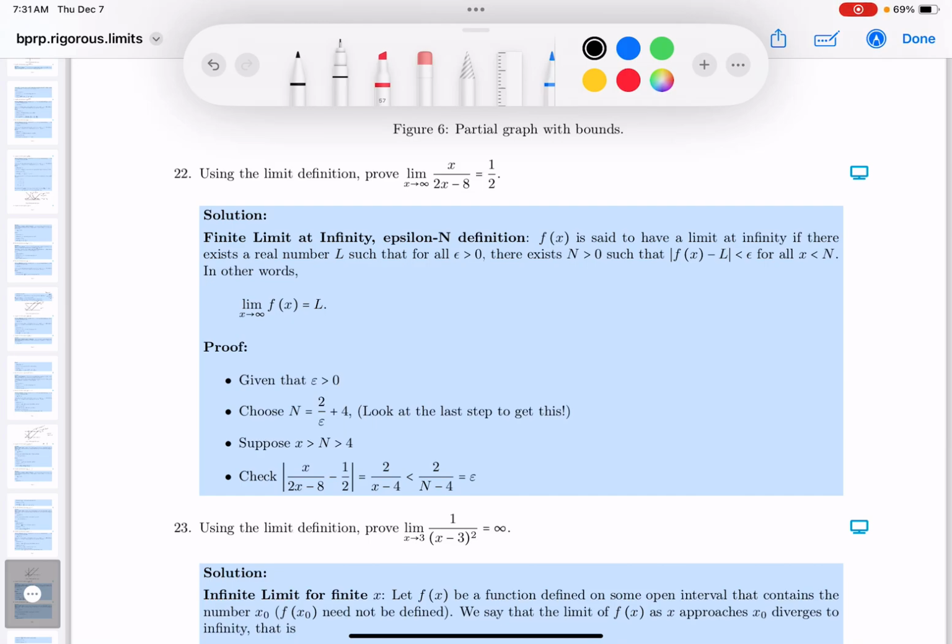All right, so this is a 20-second problem, and we need to prove a limit: as x goes to infinity of the rational function x over 2x minus 8 is actually 1/2. Right, intuitively it seems reasonable. I'm going to go to the whiteboard to go through the steps, by the way. So let's go to the whiteboard.